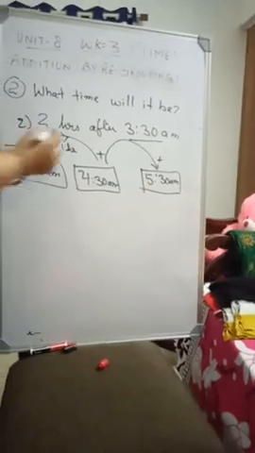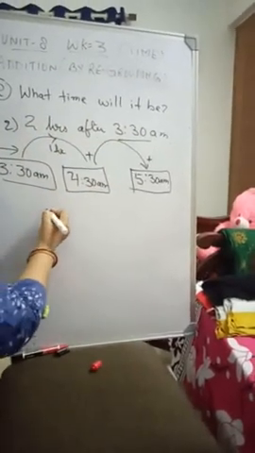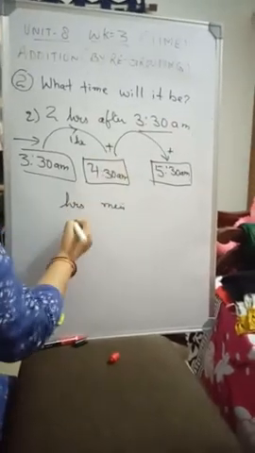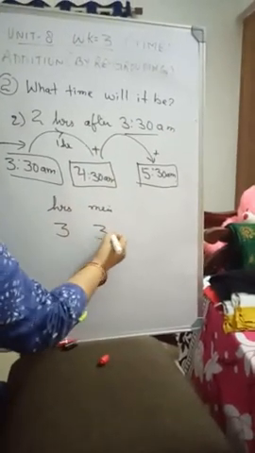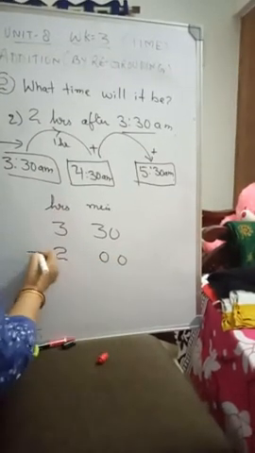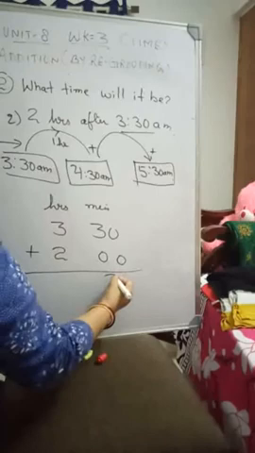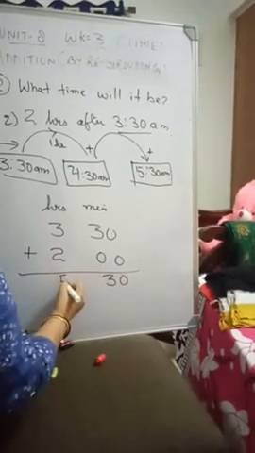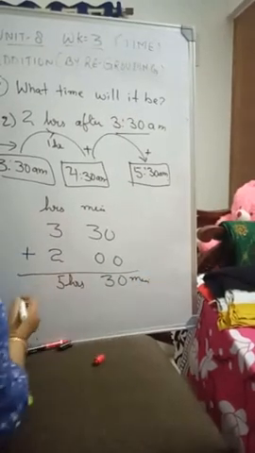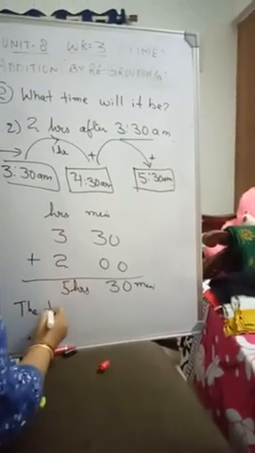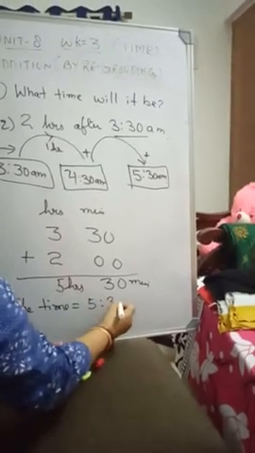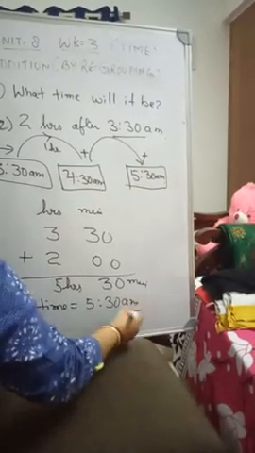So what I have done? I have added this 2 hours with 3:30 a.m. So make the column of hours and minutes. Write down the time 3:30. We have to add 2 hours, 0 minutes. We do the addition. You will get 30 and 5. So it is 5 hours 30 minutes. So the time is 5:30 a.m. So this is the answer.